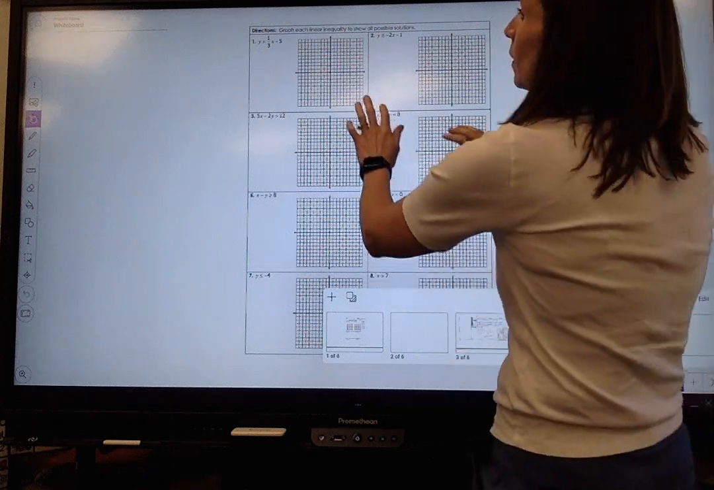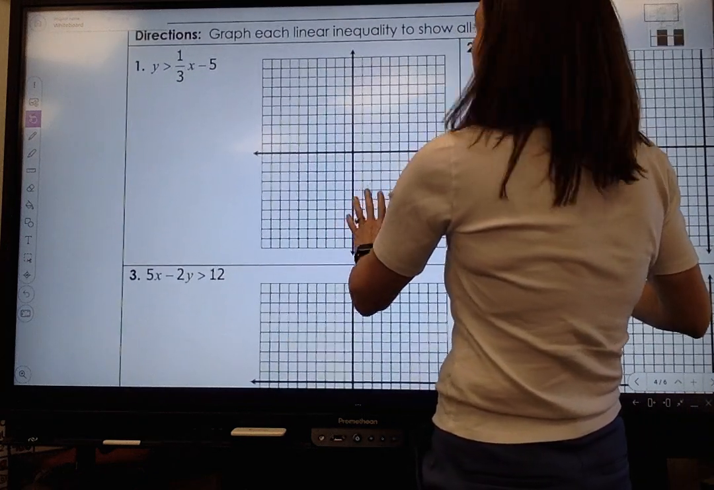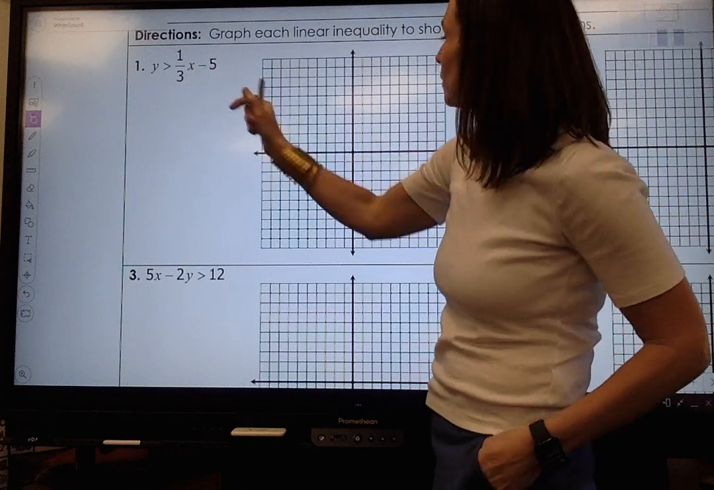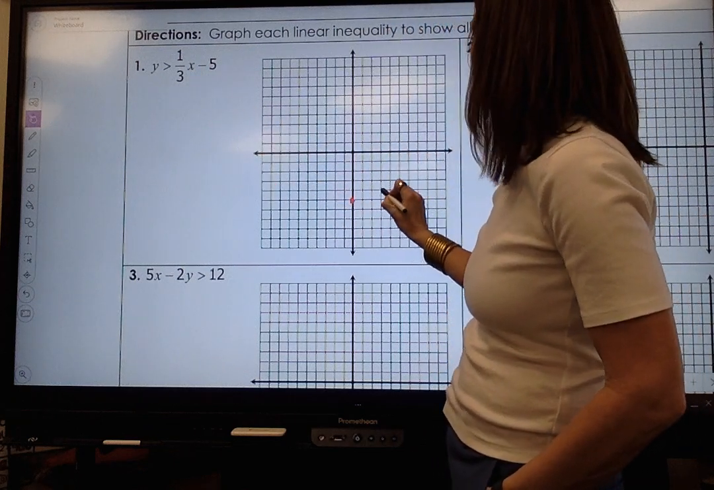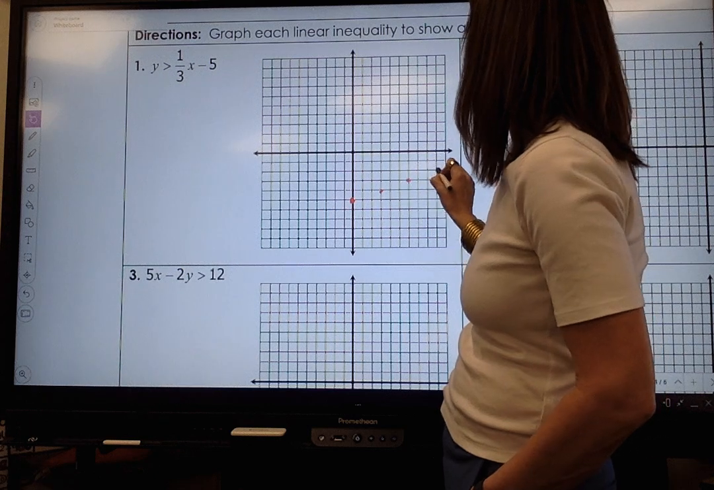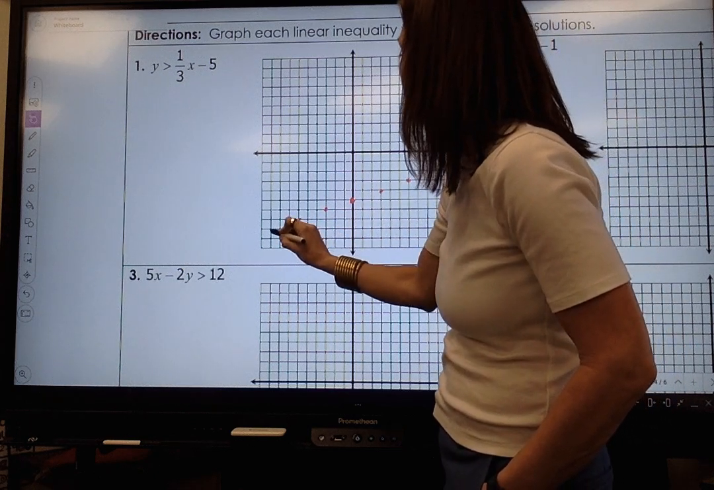All right. Let's look at number 1. This is already in y equals mx plus b, so negative 5. And my slope is 1/3. So up 1 over 3, up 1 over 3, up 1 over 3. And now I can go the other direction.